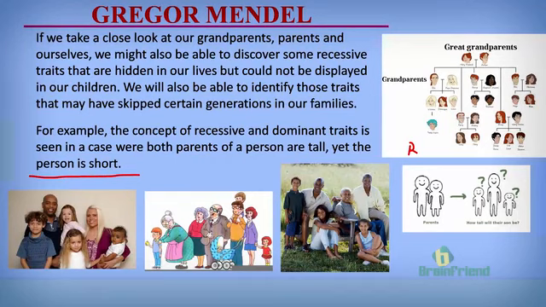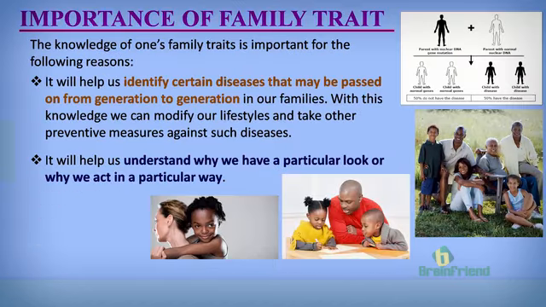Sometimes you find short parents having a tall child, or tall parents having a short child. However it is, sometimes you just see children who look different from their parents, and you might be wondering, where did they get these genes from? It might just be a recessive gene that skipped maybe the generation of his parents or of their parents.